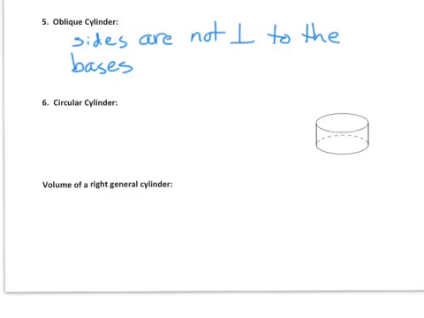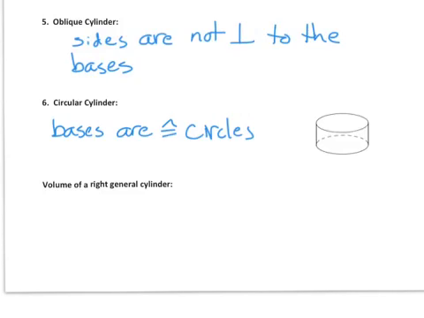So a right cylinder has sides perpendicular to the bases, which means an oblique cylinder would have sides that are not perpendicular to the bases. And then we have a circular cylinder. This is what most students think of as a cylinder right here. The bases are congruent circles. So in this case, what you see here is a right circular cylinder. We could also have an oblique circular cylinder, but this is to get you to understand that it's just one part of the whole family of different cylinders that we could have.